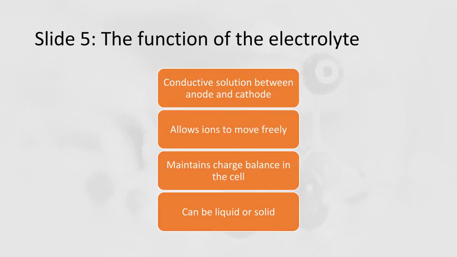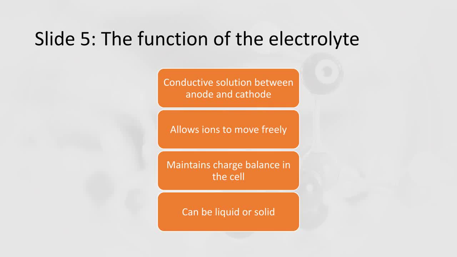We will be discussing the function of the electrolyte in a battery. The electrolyte is a conductive solution that is responsible for allowing ions to move freely between the anode and cathode. The electrolyte is a crucial component of the battery as it maintains the charge balance in the cell. It prevents the buildup of charge on one side of the battery, which can lead to the battery failing.